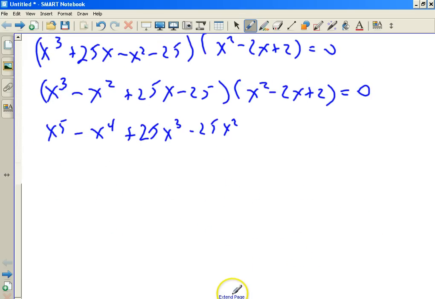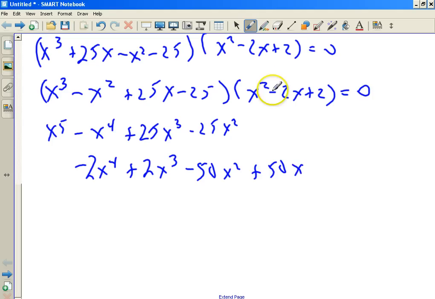Wait, I need some more room. Okay, let's take negative 2 and distribute. Negative 2x times x cubed, negative 2x to the 4th, right. And I'm lining up like terms because I'm going to combine them later anyway. Make it easy. Negative 2x times negative x squared, positive 2x cubed. Negative 2x times negative 25x, negative 50x squared. Negative 2x times negative 25, positive 50x, right? Because a negative times a negative.